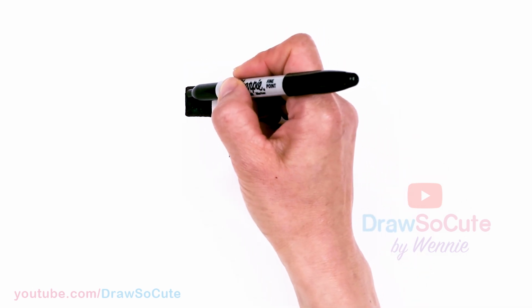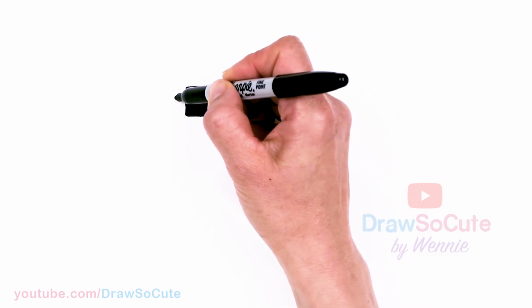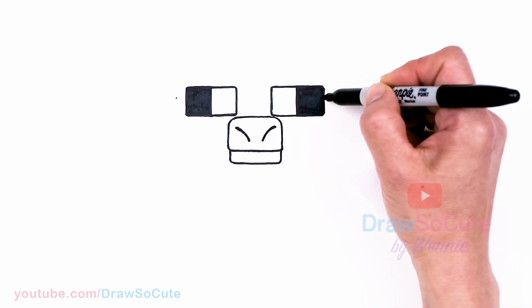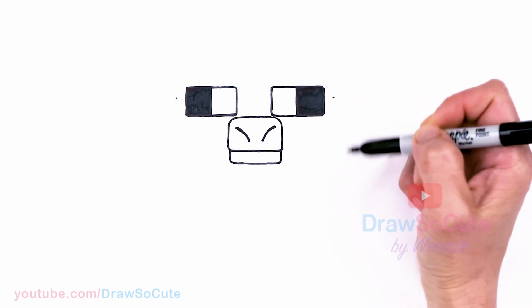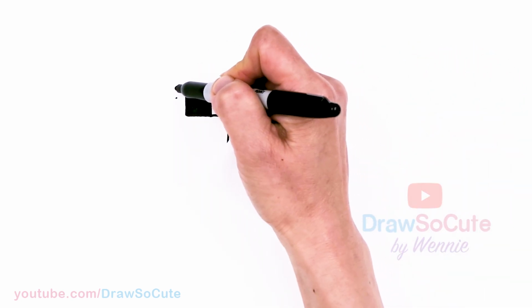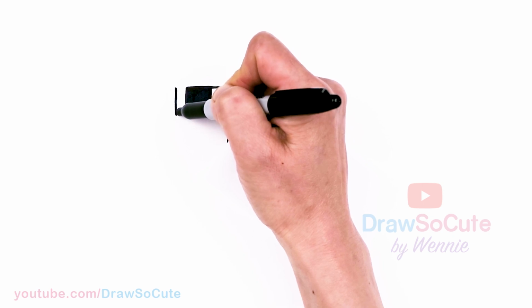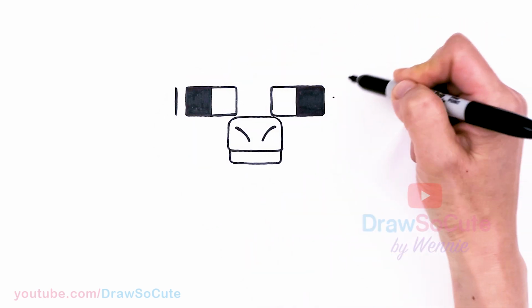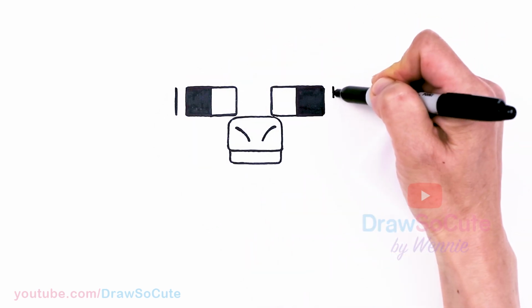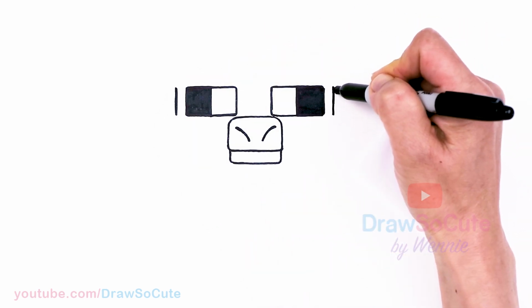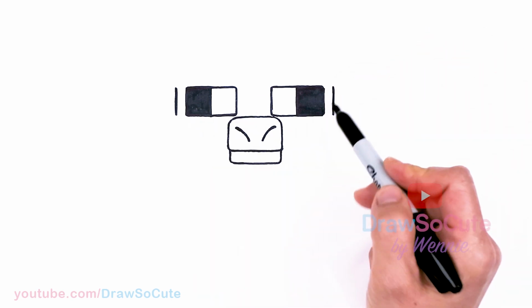So I'm going to use the eyes as my guide. I'm going to come out just a little bit. So let's say about right here. Same thing on the other side. And I'm going to come to the top of the eye and just draw a straight line right next to my eye. So right here, same thing. So we're using that as my guide.